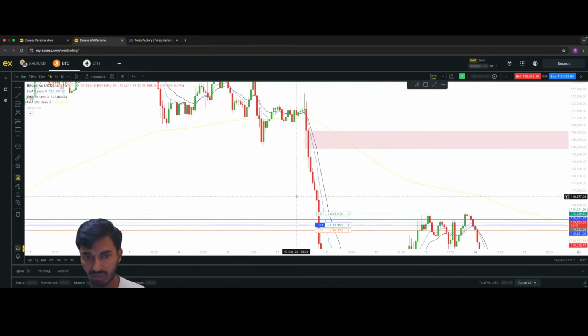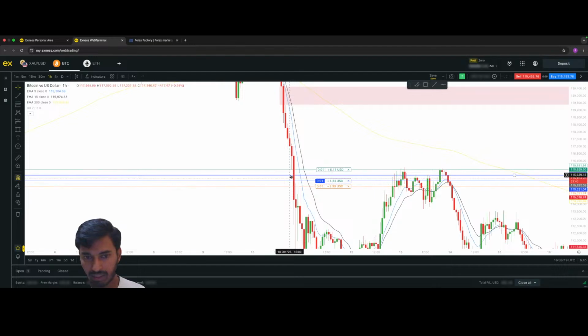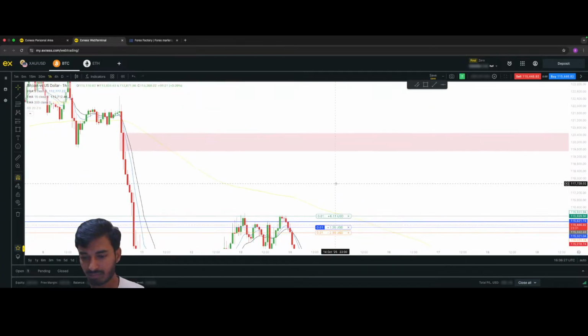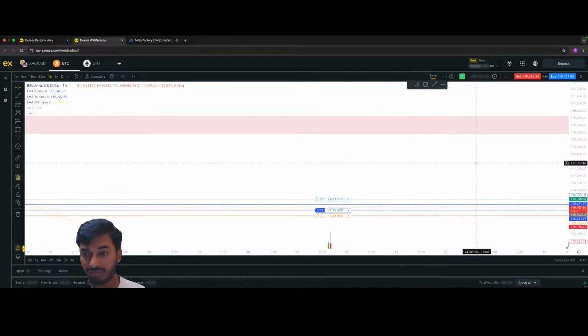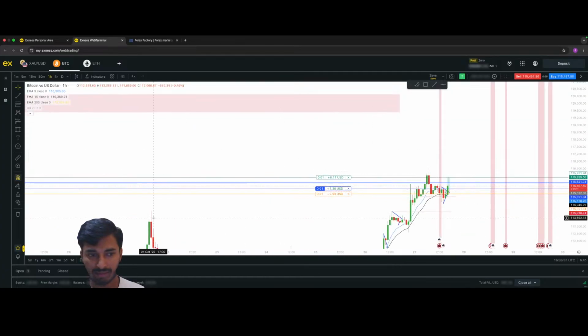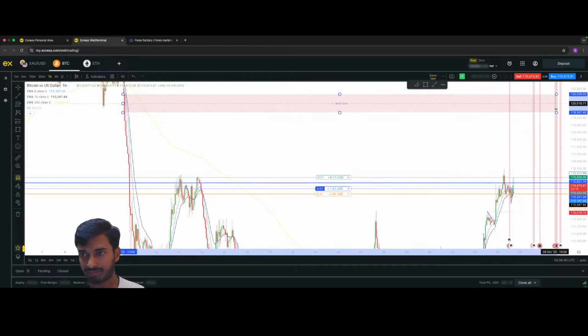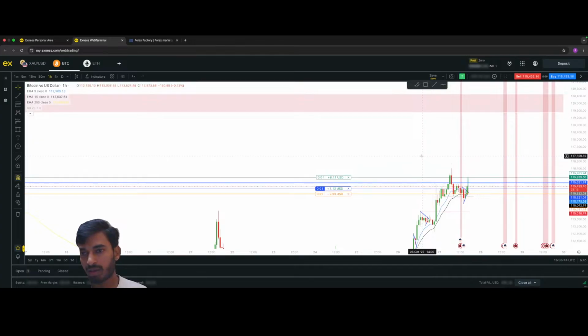Here there is no fair value gap. See, here there is a fair value gap, but the market came here and it has fallen down. Now the fair value gap is here. It can go up to here. If this resistance overall breaks, it can go up to here. So let's see what happens now or at midnight.